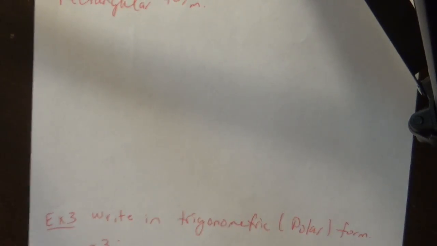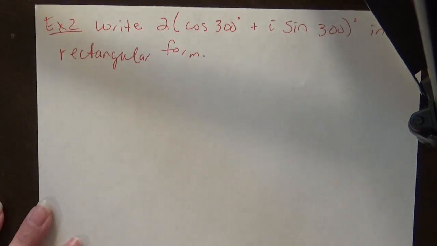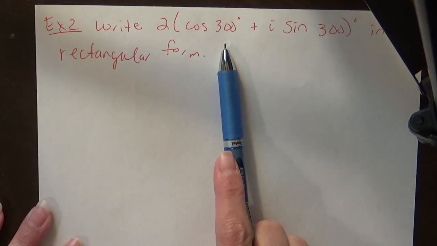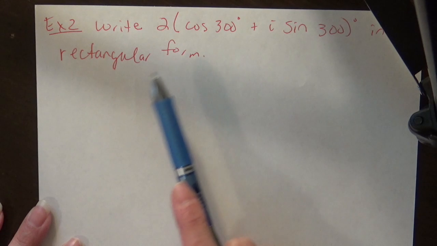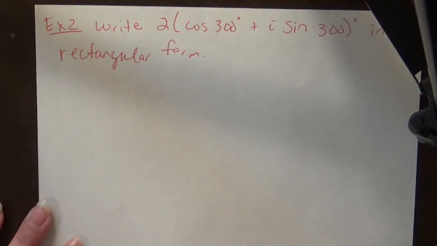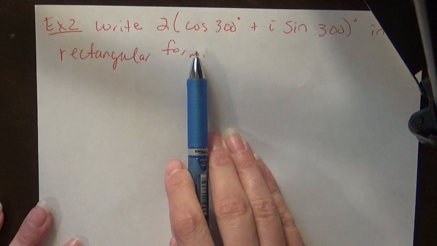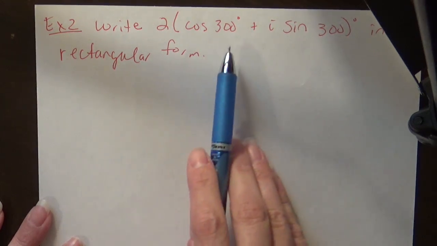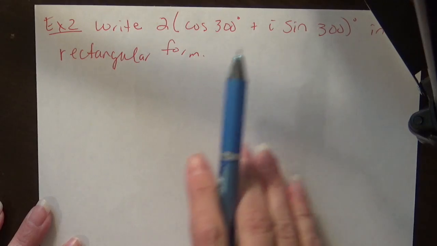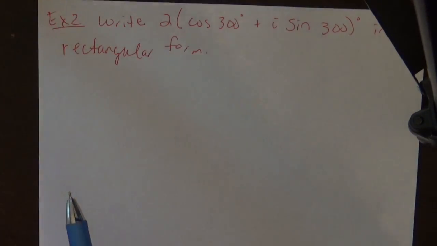Example 2, we are asked to write 2 times cosine of 300 degrees plus i sine 300 degrees in rectangular form. Okay, so basically when it says rectangular form, that's going to be the a plus bi form. So we want to first calculate cosine of 300 and sine of 300. And to do that, I'm going to go over to my unit circle.